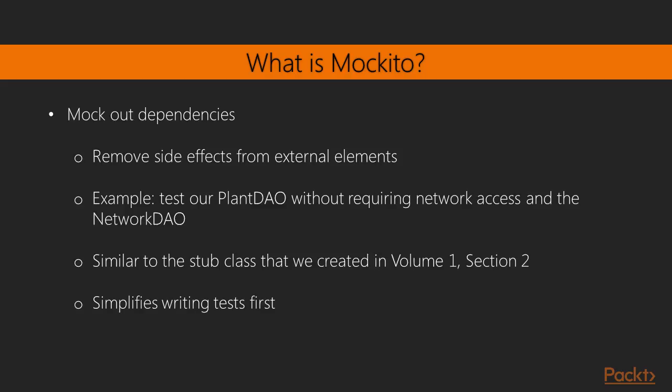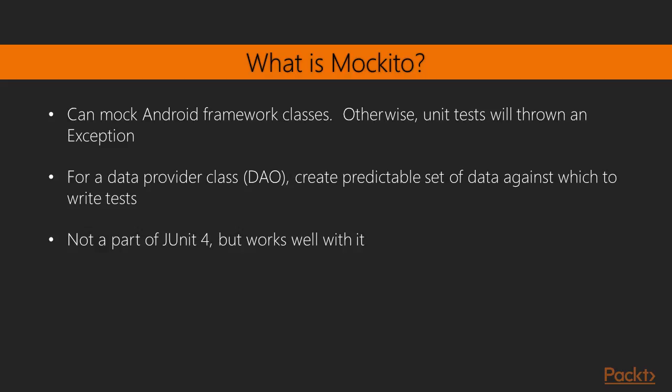So a mocked object is similar to the stub classes, the plant DAO stub, that we created in an earlier section of this course. A mocked object also simplifies writing test first, because when we're writing our test against maybe a DAO or a view layer or a service layer object, it might be the case that all of the dependent objects are not yet finished. Maybe somebody else is developing those, and if we really want to do test-first design, we don't want to have a dependency on somebody else finishing a class that we're dependent on before we write our tests. So we can mock out those dependencies before the actual classes are created.